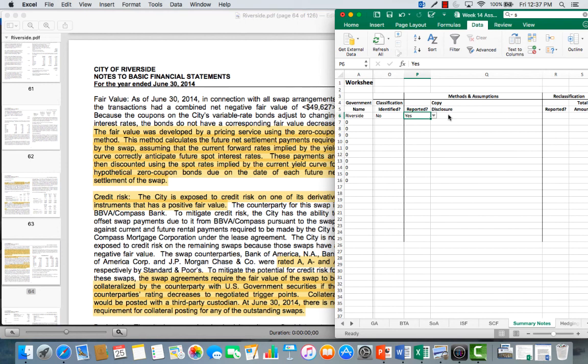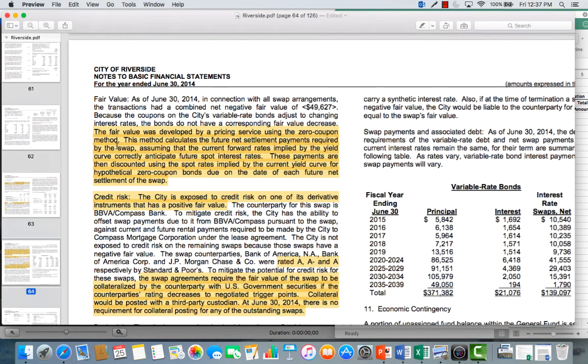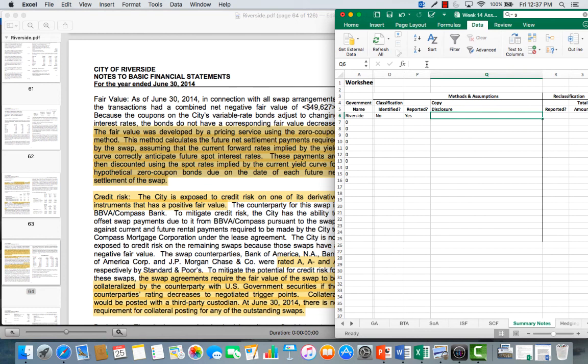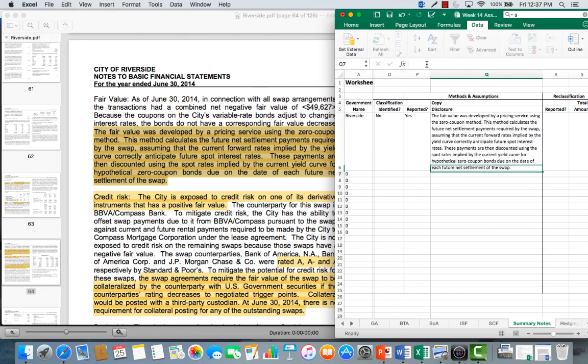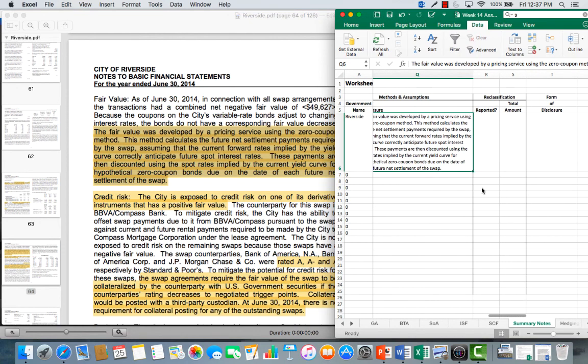So they do. And then what I'd like you to do, if they have this kind of a disclosure, is to cut and paste it into the file, and just take a look at it to make sure it all does in fact come across. Save. It's a good time to do that.